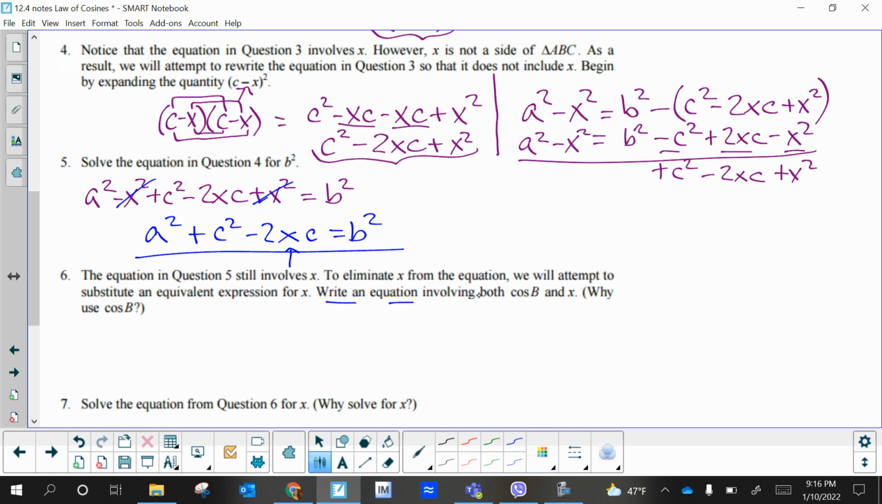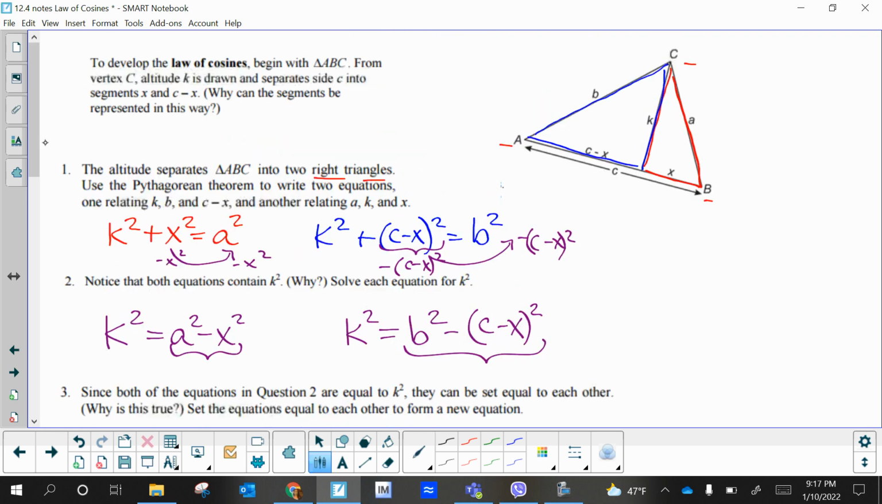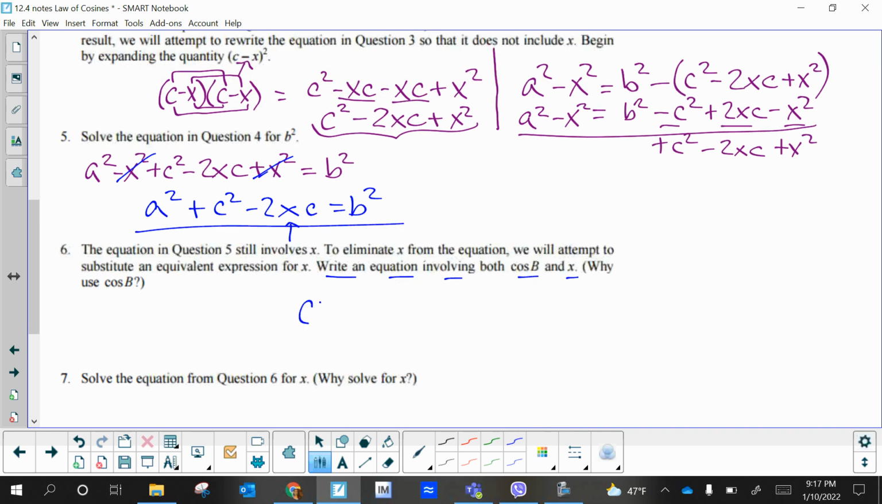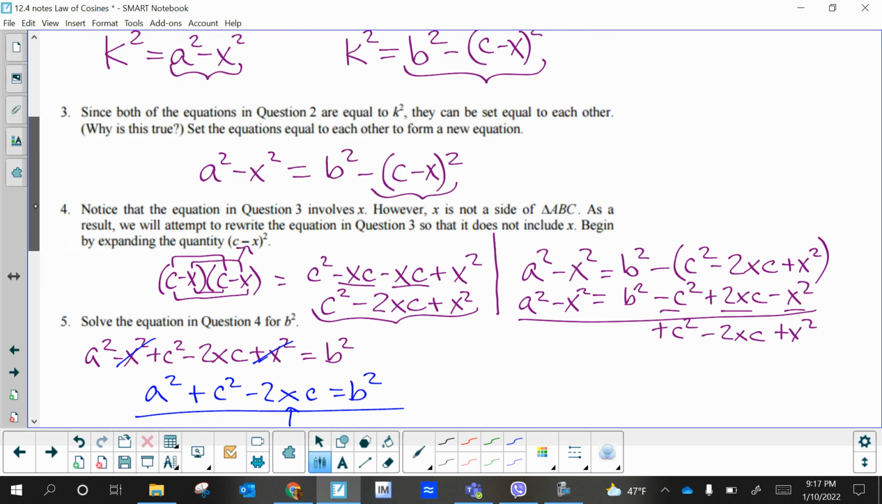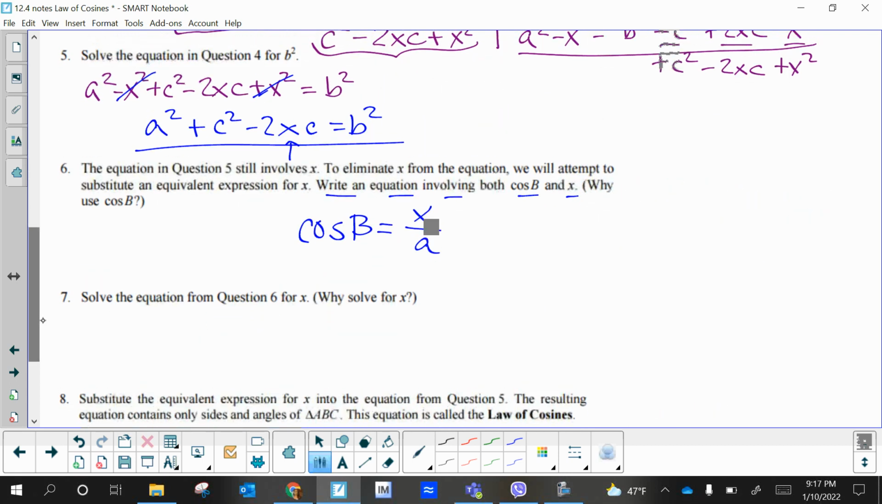So it says write an equation involving cosine of b and x. Okay, so why cosine of b? So check this out up here. If I write cosine of b, here's angle b, this is adjacent, and this is the hypotenuse. Okay, so we're going to write that right there. So cosine of angle b equals adjacent over hypotenuse. Okay, I'm just getting that back from this red right triangle up at the top. All right, so there's my equation that involves cosine of b and x.